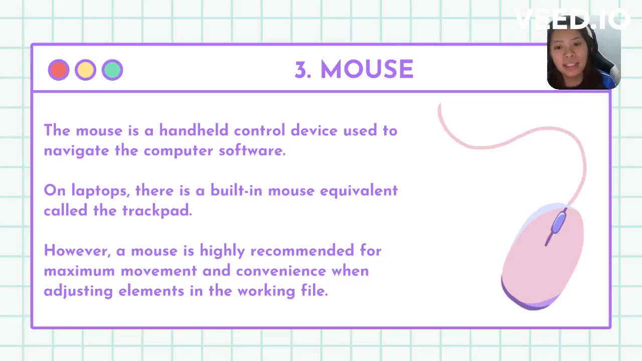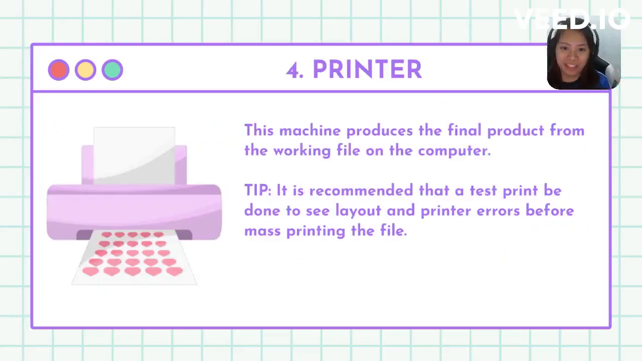And of course, the cherry on top, the printer. This machine produces the final product from the working file on the computer. In desktop publishing, the printer is likely to be powered by electricity, so a lot of cable management is in place if we'll do desktop publishing.